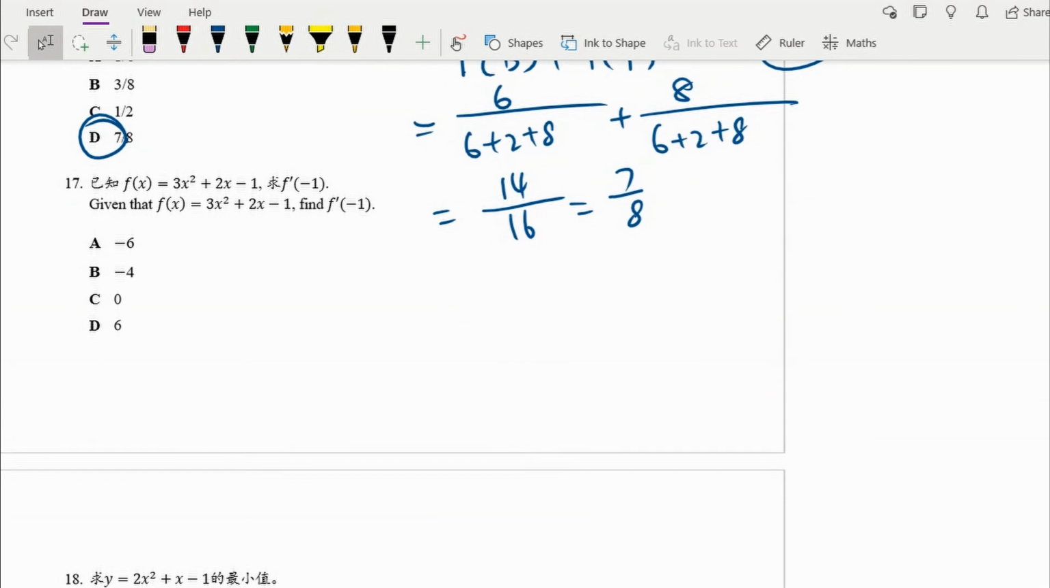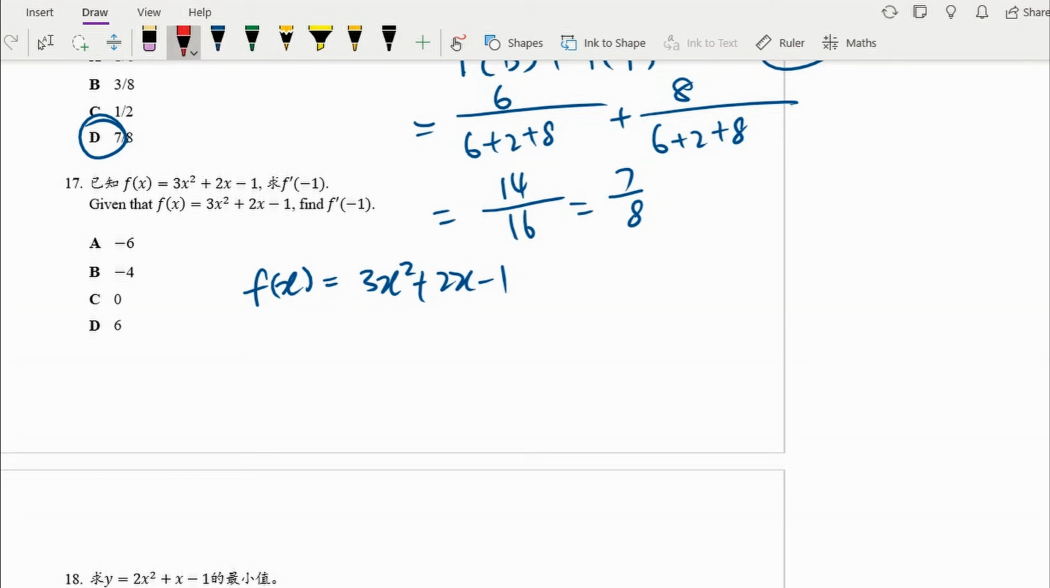Oh, we are having differentiation. Okay. Given that f(x) is 3x squared plus 2x minus 1, find f prime of negative 1. So we just differentiate it, then plug in negative 1 should do. Very quickly, f(x) equals 3x squared plus 2x minus 1. By power rule, we just use a simple power rule, or if you are very free, you can do it with first principle, which I don't want. Okay, just use the power rule.